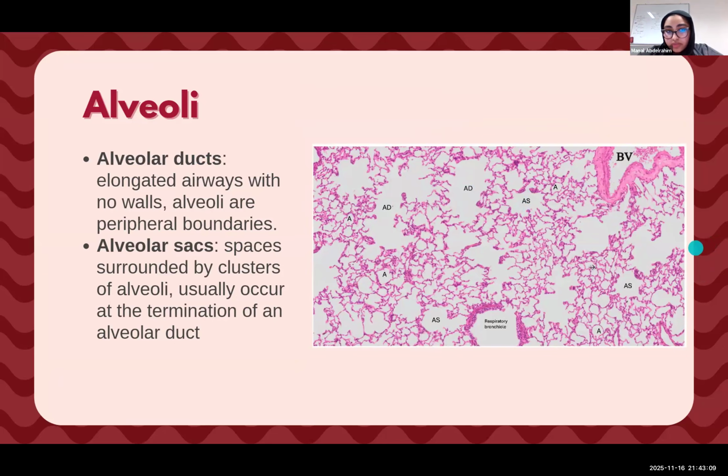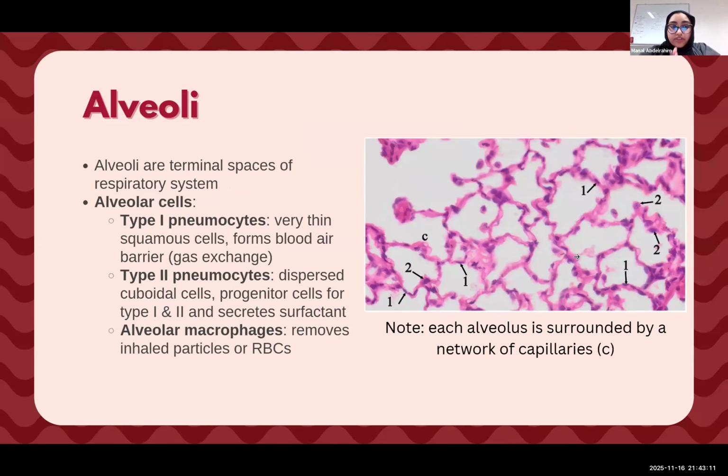And where's the most important part? Yeah, this is the most important part. The alveolar cells. This is where they're probably going to ask you a question about the alveolar. We have two types of alveolar cells: type 1 pneumocytes and type 2 pneumocytes. Type 1 are very, very thin, just like here. This very thin layer. The main purpose is for gas exchange, and it's forming the blood-air barrier.